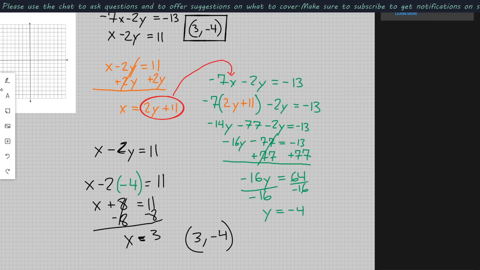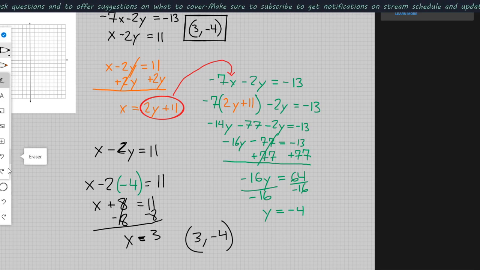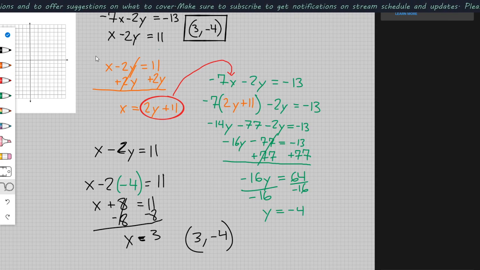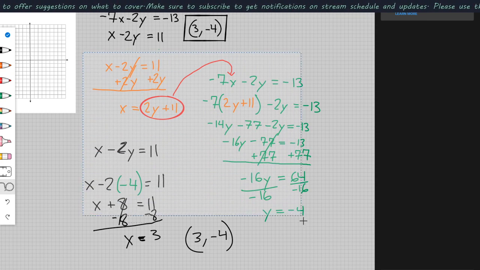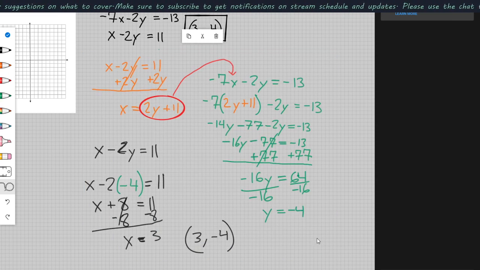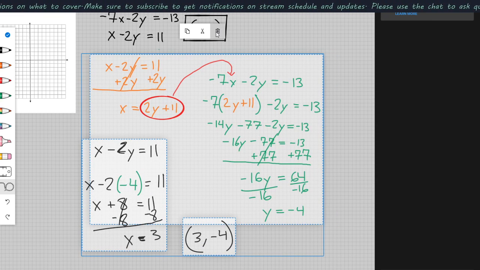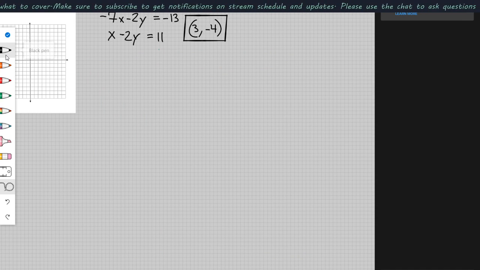So I'm going to erase this. Make sure you have that copied down. If you don't have it copied down, go ahead and pause and then write it down. Alright, so to eliminate, we're going to just write those problems again.